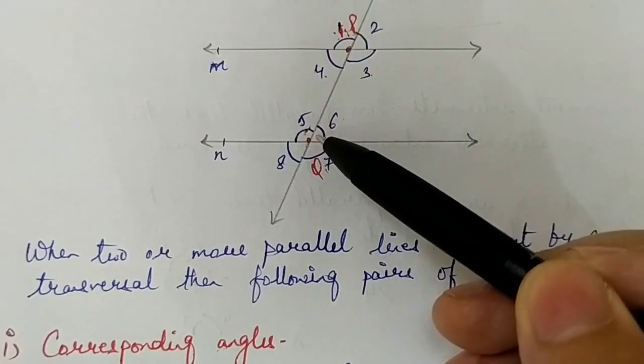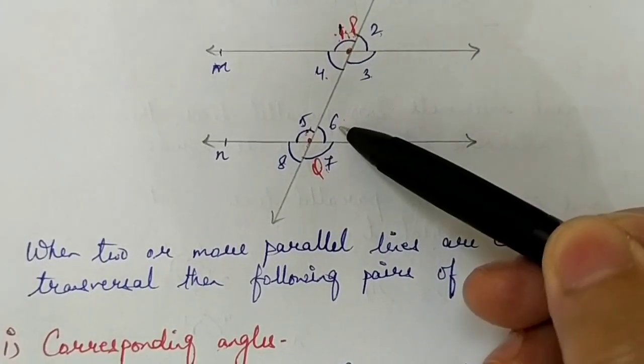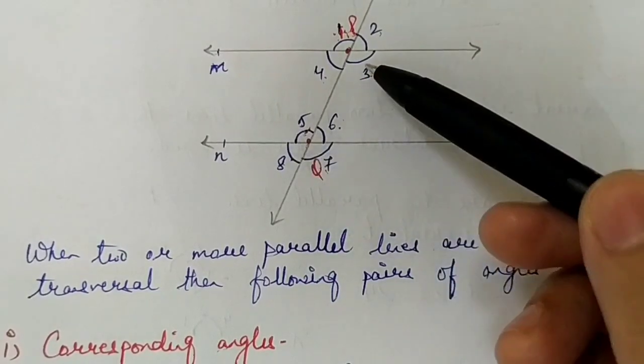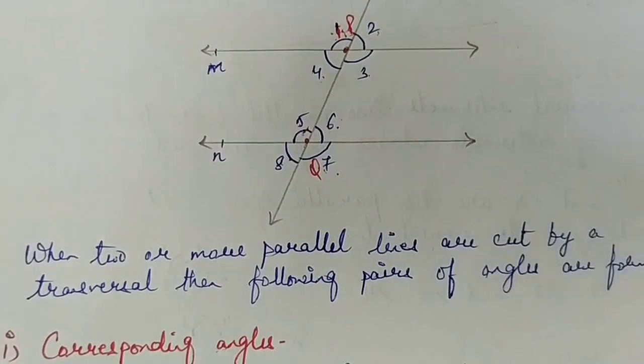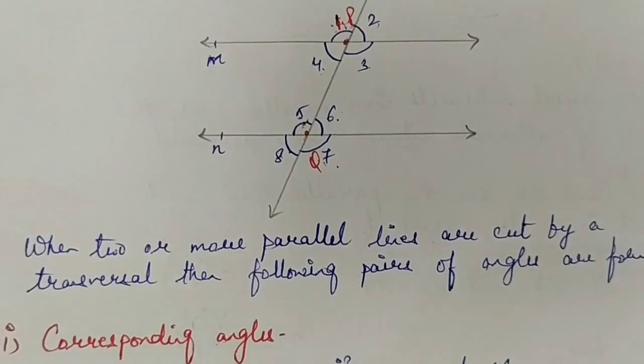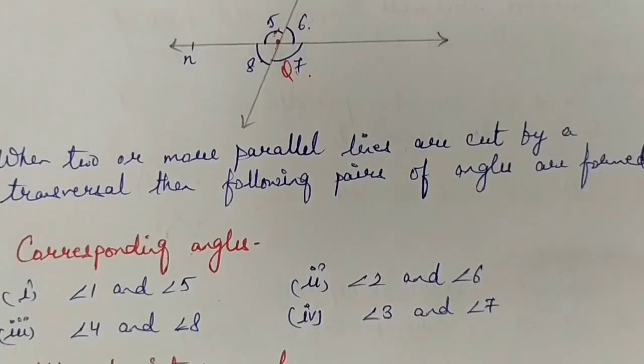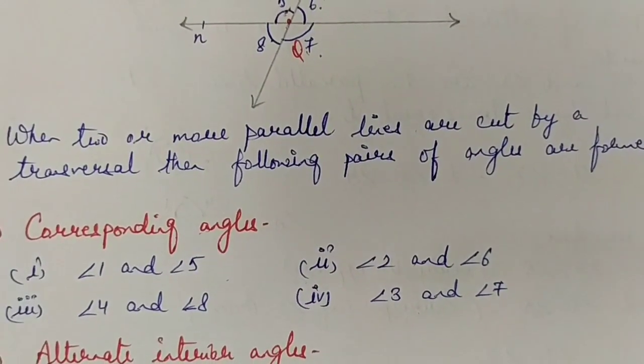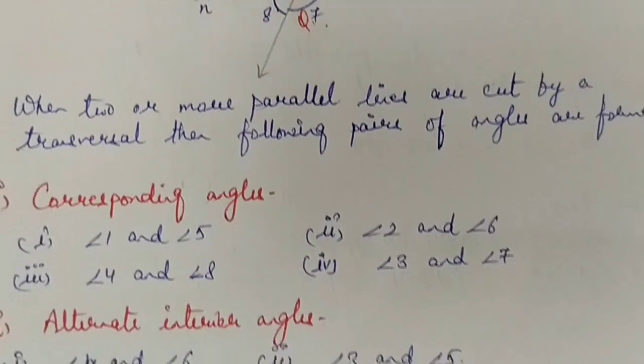Angle 1 and angle 5 are corresponding, angle 2 and angle 6 are corresponding, angle 4 and angle 8 are corresponding, and angle 3 and angle 7 are corresponding. So 4 pairs of corresponding angles are formed, and we knew earlier, but here also we will repeat that corresponding angles are equal.